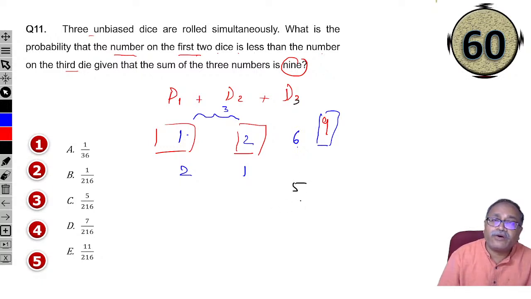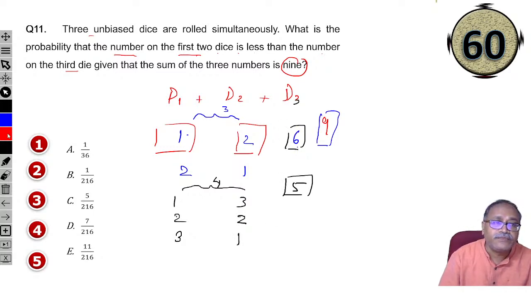The number on the third dice is 5, then what should be the values of these 2 numbers? It should be 4. So how can I write 4? 1 and 3, and 2 and 2. This is also possible. 4 could be possible, 3 and 1. So with 5 there are another 3 ways it is possible.